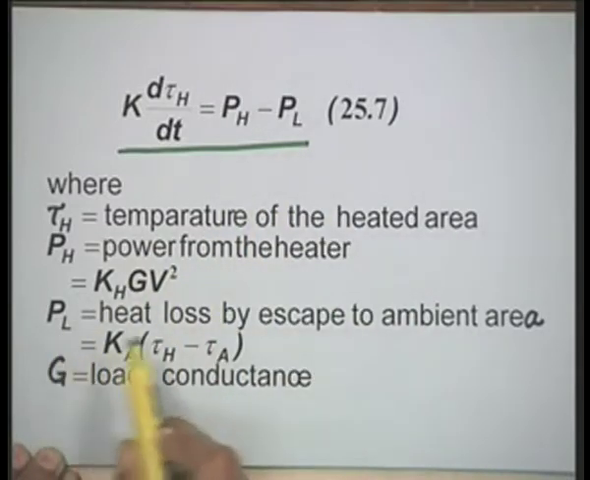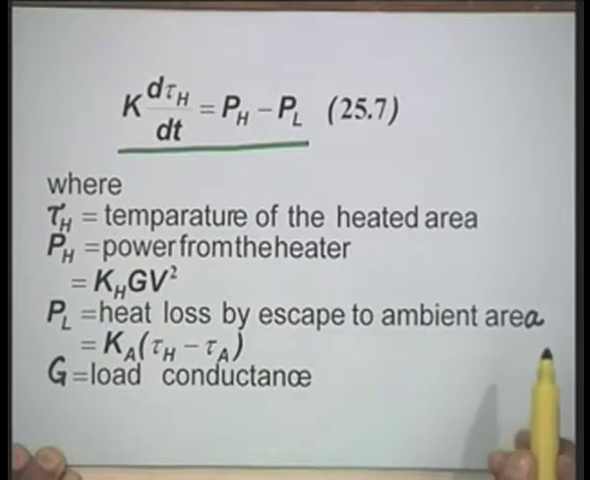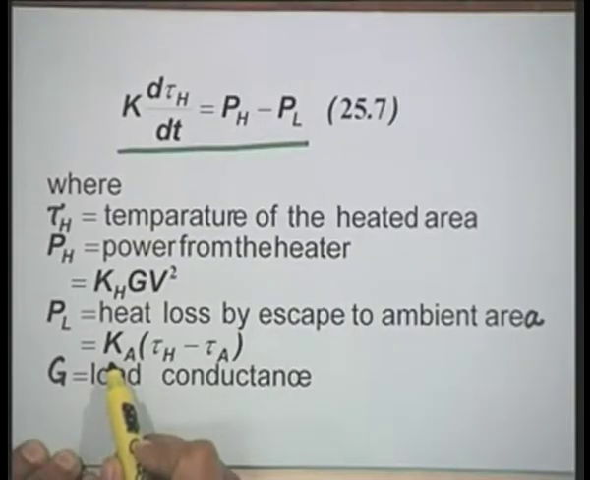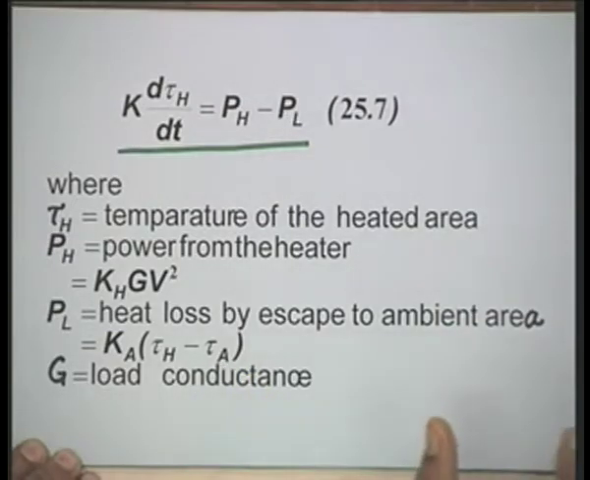Then PL stands for the heat loss by escape to ambient area, atmosphere. This is the heat dissipation, which can be represented by a constant Ka into tau H minus tau A, where tau A is the temperature of the ambient, or we can say ambient temperature. G is the load coefficient.